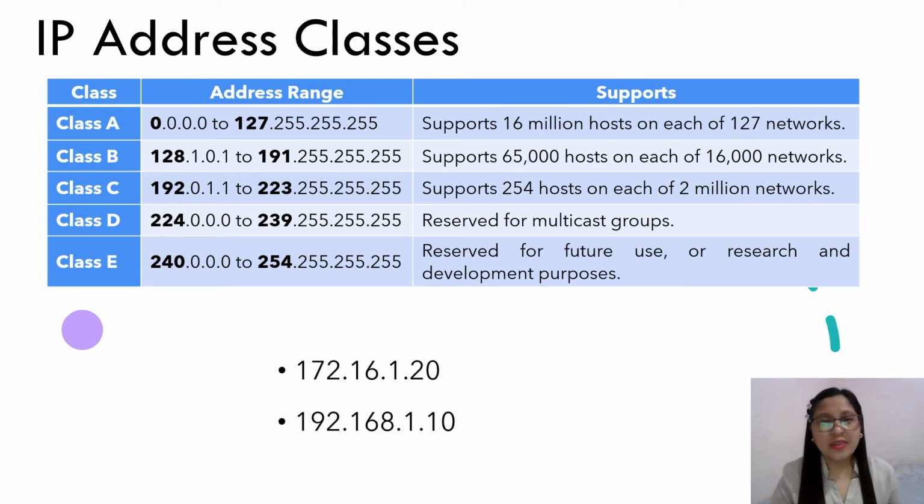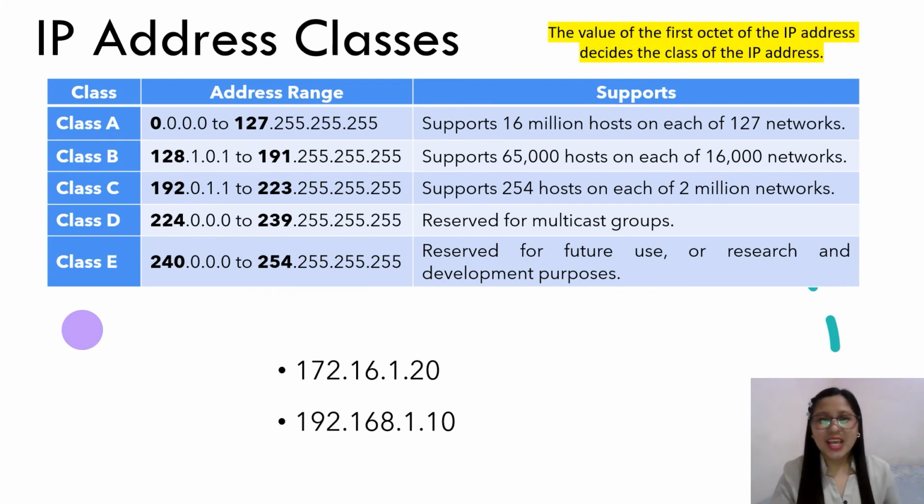Take a look at the following IP addresses. Which classes are they in? Again, remember that the value of the first octet of the IP address decides the class of the IP address. The first octet of 172.16.1.20 is 172. Referring to the table, the first octet of Class B ranges from 128 to 191. Therefore, the given IP address belongs to Class B.